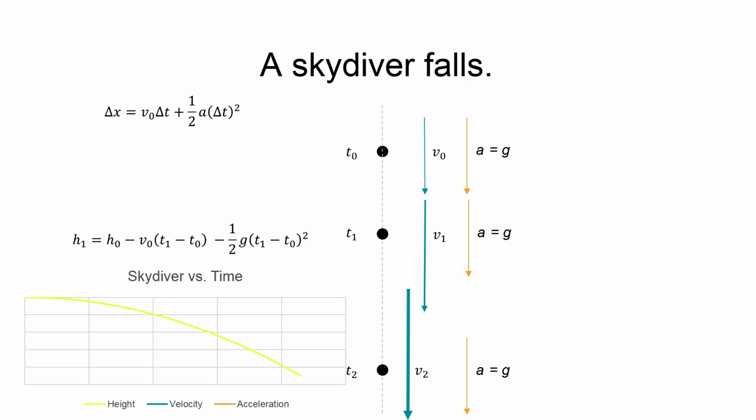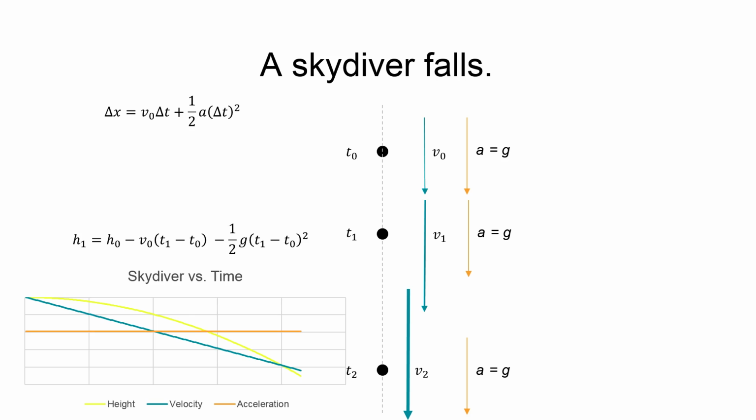The velocity, on the other hand, will be linearly increasing in the negative, downward direction. The velocity of the skydiver as a function of time should look something like this. The acceleration of the skydiver never changes, so the acceleration as a function of time will be a horizontal line.